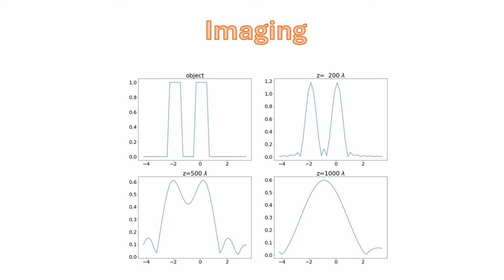So we see the two inputs with this estimated signal, and then at 500 wavelengths, the signals start to blur into each other. And if we go to 1,000 wavelengths, then they've blurred, and we're only seeing one response from these two signals. So this is what we see if there is no inhomogeneous media between the planes.